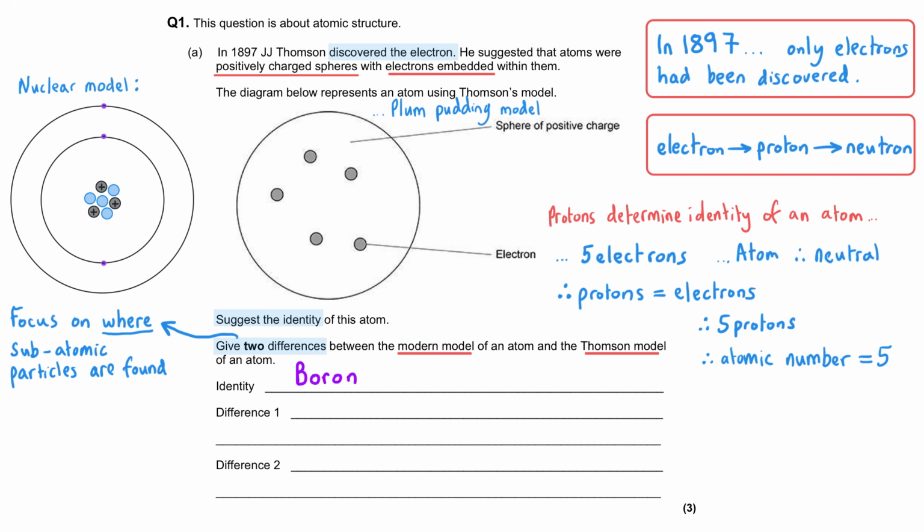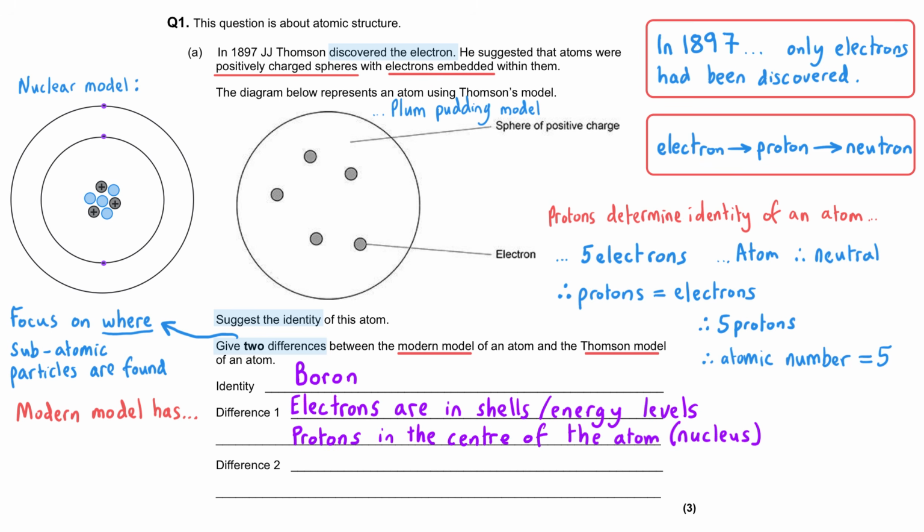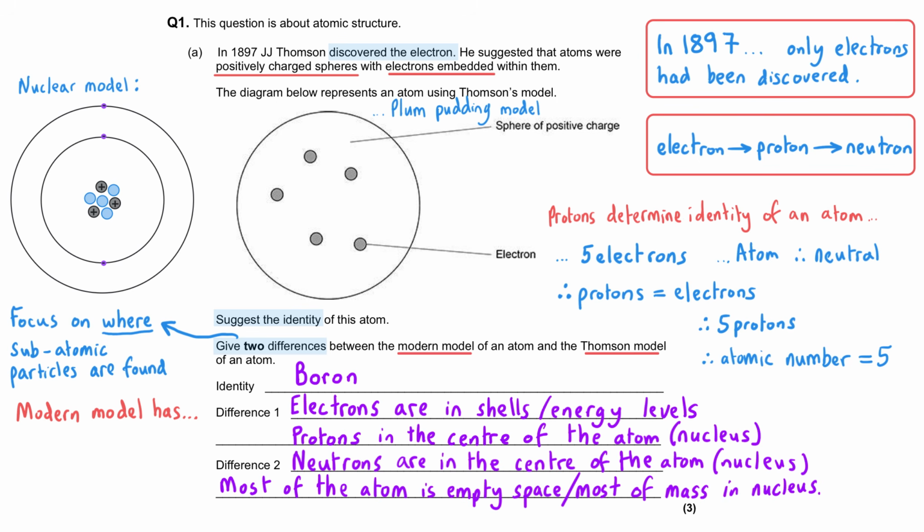So from the diagrams, we can see that the modern model has electrons in shells, or energy levels, rather than embedded randomly. Also, the modern model has protons in the centre of the atom, and it has neutrons in the centre of the atom as well. For both of these, we could instead say in the nucleus rather than in the centre of the atom. And finally, in the modern model, most of the atom is in fact empty space, or we could say most of the mass is found in the nucleus. Any two of these 4 options that I've shown here could be used as the differences for 1 mark each.